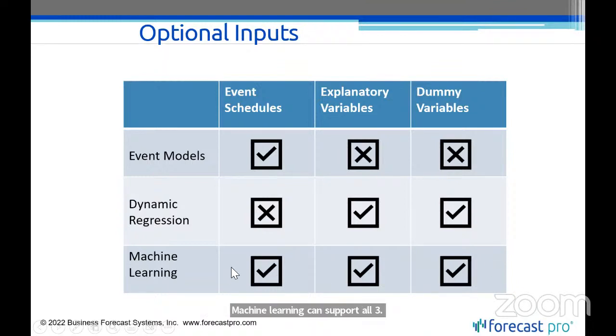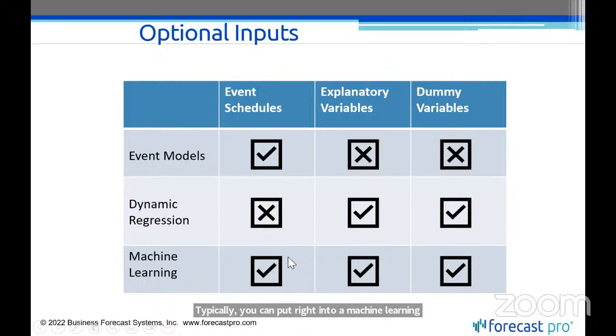We have designed our implementation, a little caveat here. The machine learning in Forecast Pro can accept all three. Other implementations of machine learning require you to define features. And some of these, you can directly throw into those other implementations. So things like explanatory variables and dummy variables, typically you can put right into a machine learning algorithm.